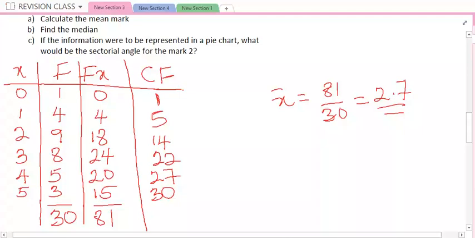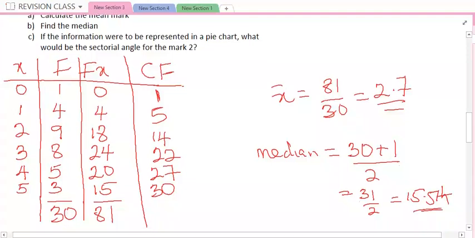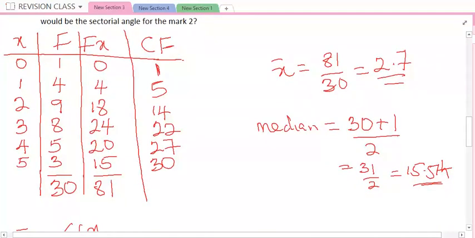So for us to calculate median, we'll say median equals 30, that's the last in the cumulative column, plus 1 divided by 2. 30 plus 1 divided by 2 will be 31 divided by 2. This will give me 15.5 position. The number in 15.5 position. Now, go back to the column of the cumulative frequency.